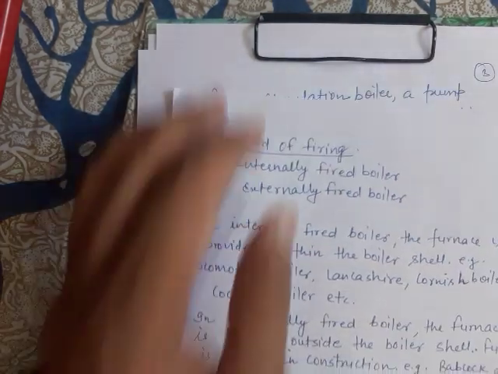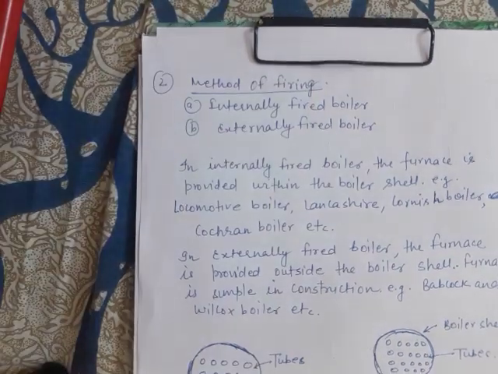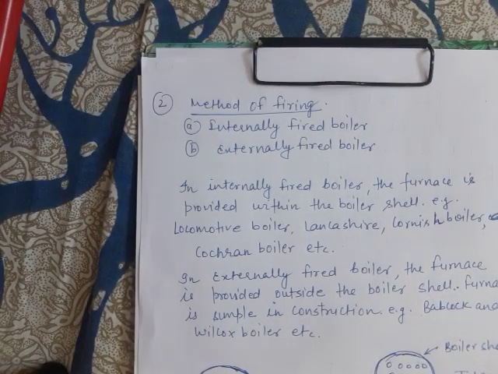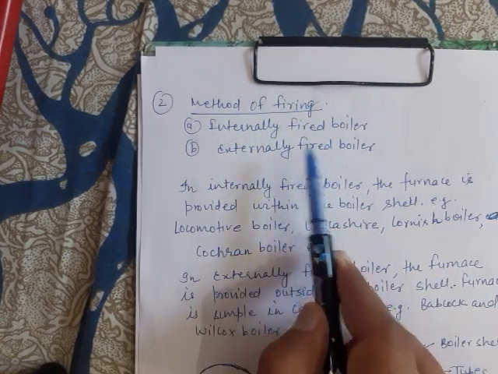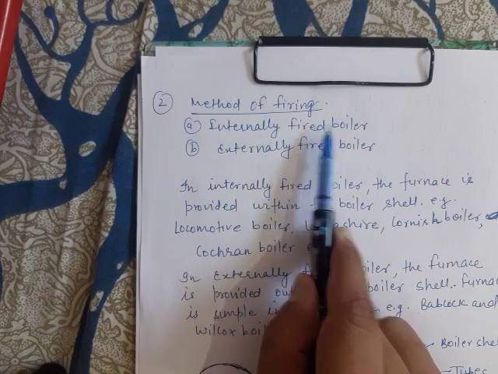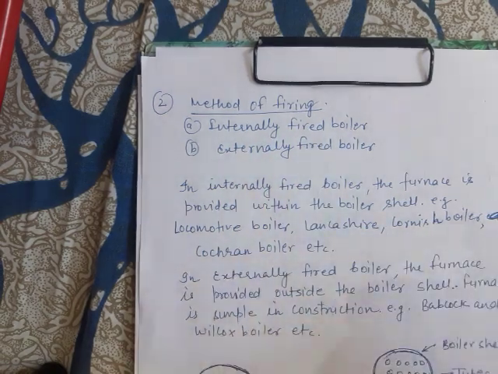Now, the second criteria for classifying the boilers is the method of firing. According to this criteria, the boilers can be classified into two categories: one is the internally fired boiler and another one is the externally fired boiler.